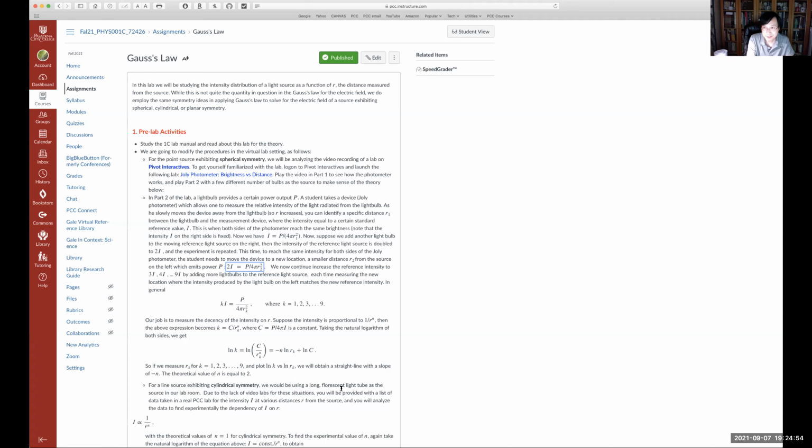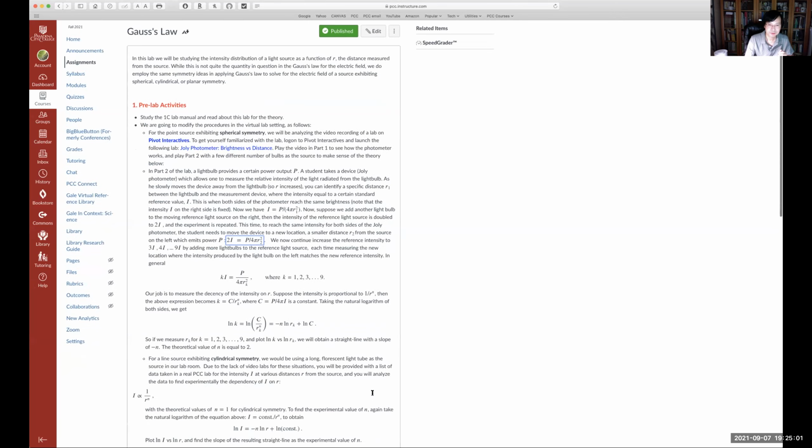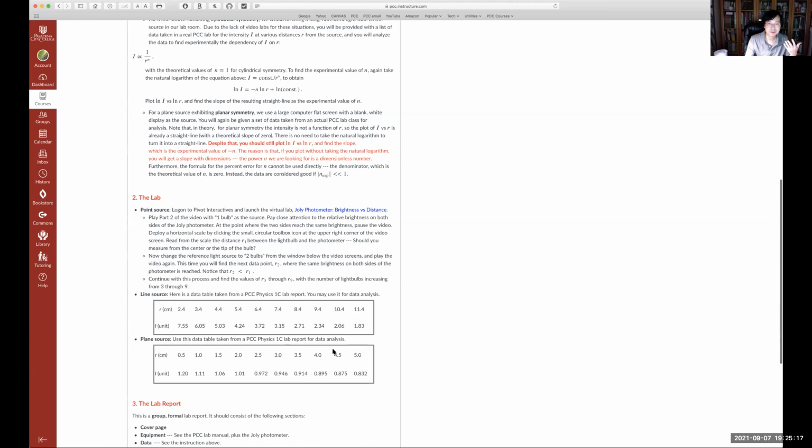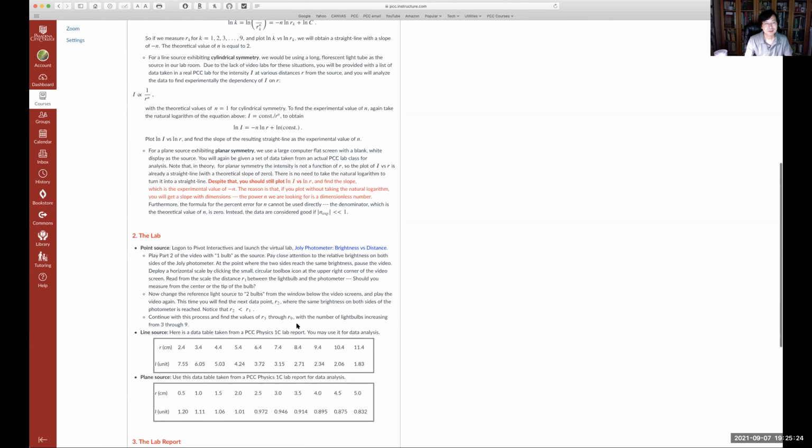Of course, we're not in the PCC lab room, so what we can do is, for the point source, instead of using a physical light bulb, we are going to use a virtual lab, an interactive one. For the other 2 sources, unfortunately, I cannot even find a virtual lab. So what I have to do for the other sources is I just give you data that somebody else collected in a PCC lab room. You use these data. Okay, so what do we want to do with these data?